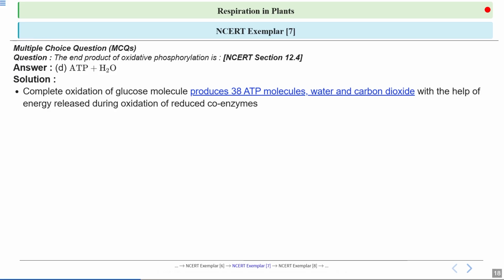So we know that complete oxidation of a glucose molecule produces around 38 ATP molecules, carbon dioxide and water. And this is all possible because of the energy released during oxidation of the reduced coenzymes. So this entire process is called oxidative phosphorylation.